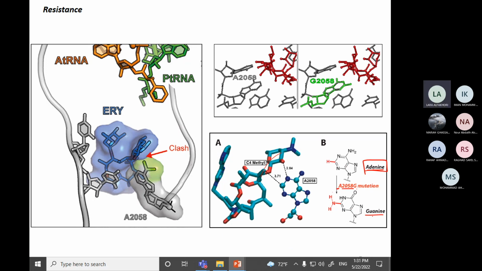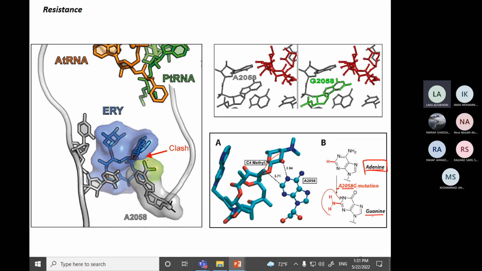Now if you look at their structures, how do they differ from each other? Adenine and guanine. Now in this position, instead of hydrogen we have an amino group. Which is bulkier? Yes, so guanine is a bulkier nucleotide relative to adenine.